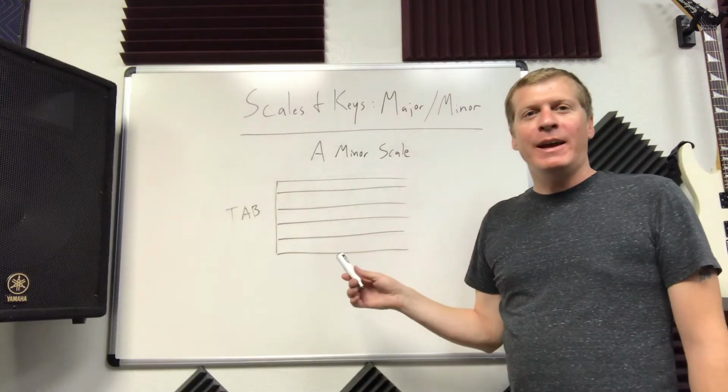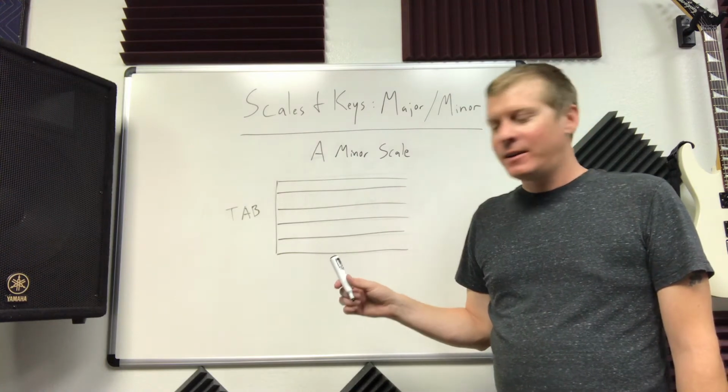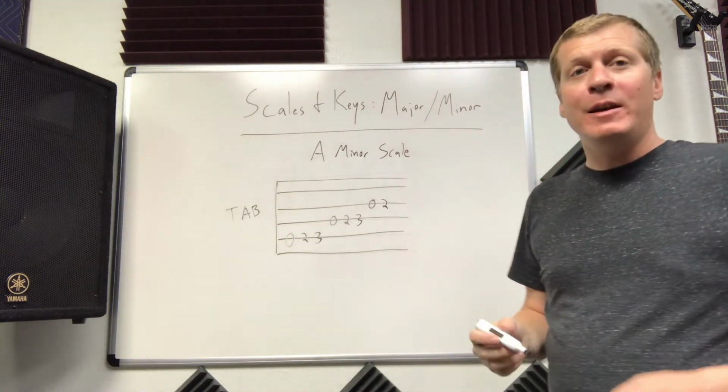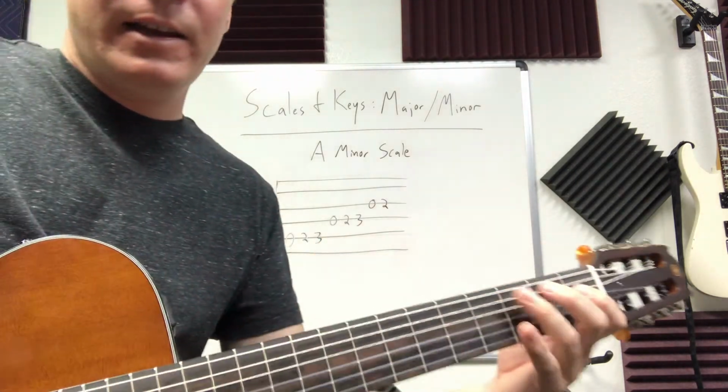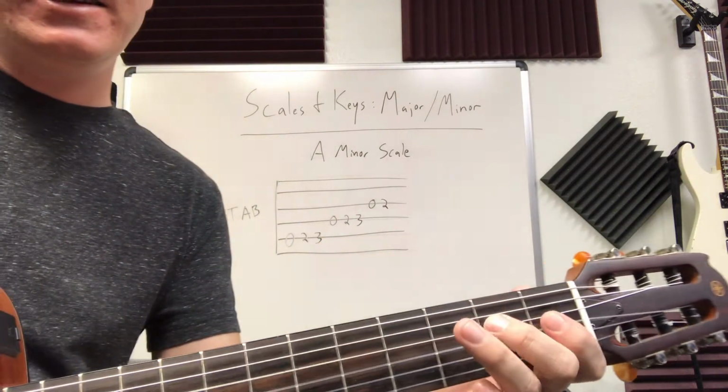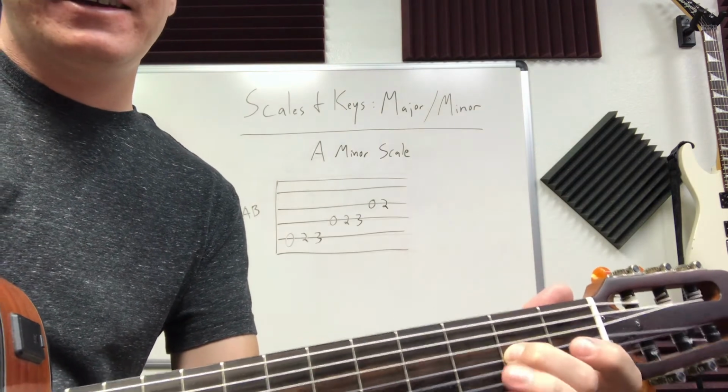Now we're going to play an A minor scale starting from the 5th string. And that gives us a 1-octave A minor scale. So on the guitar, we're going to play the notes A, B, C, D, E, F, G, A. Get to the octave there.